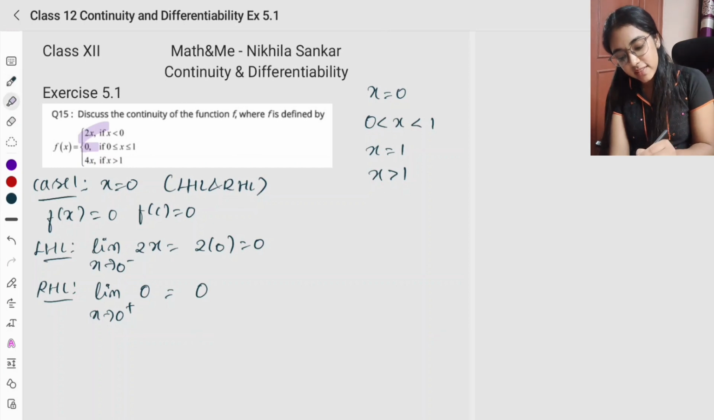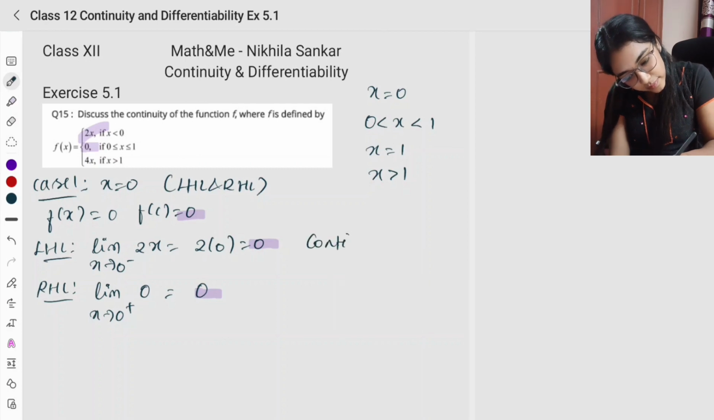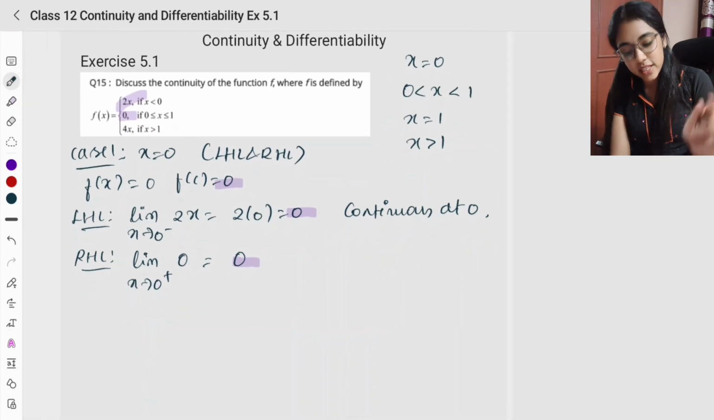So what do I see? The value here is a 0, here is a 0 and here also it is a 0. Okay, so it is continuous. Continuous at 0. So 0 is not a point of discontinuity.